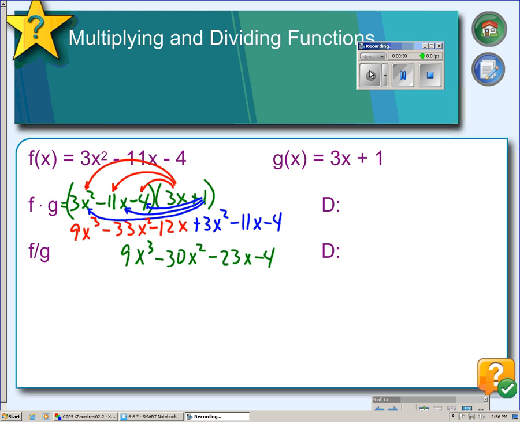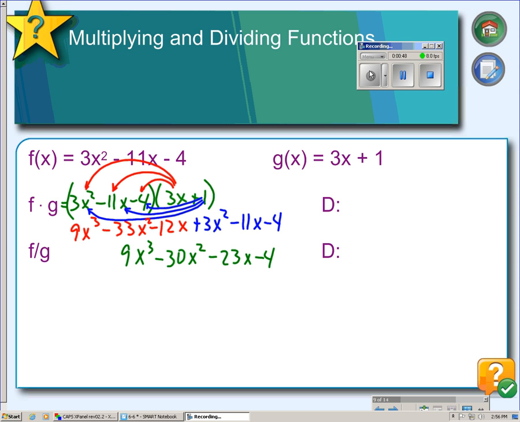When multiplying f of x times g of x, you have to distribute the 3x to all three of the first terms and then distribute the 1 to all three of the first terms. So you get 6 terms. Combining like terms, you get 9x cubed minus 30x squared minus 23x minus 4.